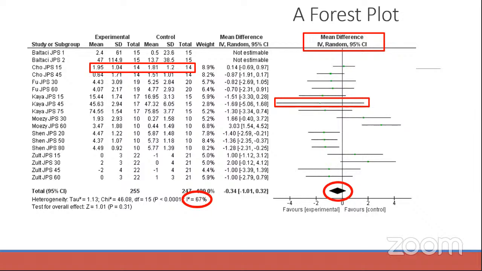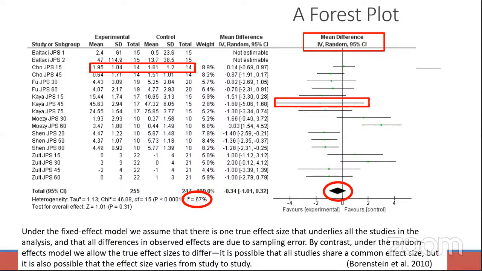The next comes mean difference. You can see below I've written random. What I did, I used a random effects model, which means that the effect size varies from study to study. It's not the same for all the studies. On the contrary, if you're going to use a fixed effect model, it assumes that only one true effect size underlies all the studies in the analysis, and the differences observed in the effects are due to sampling error. But that is not going to be the case. So most of the time, you might end up using a random effects model while doing a meta-analysis, which assumes that the effect size varies from study to study. Okay.